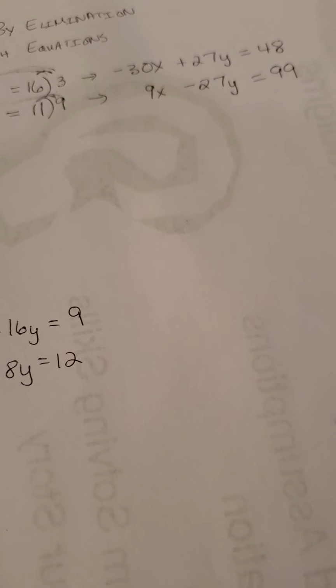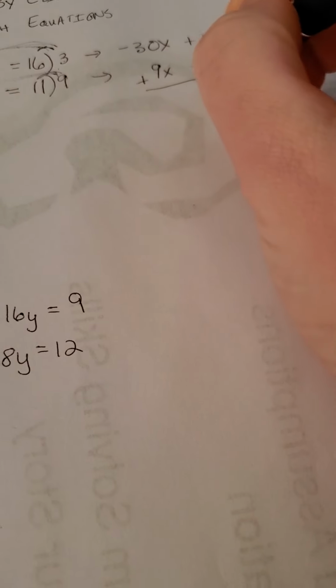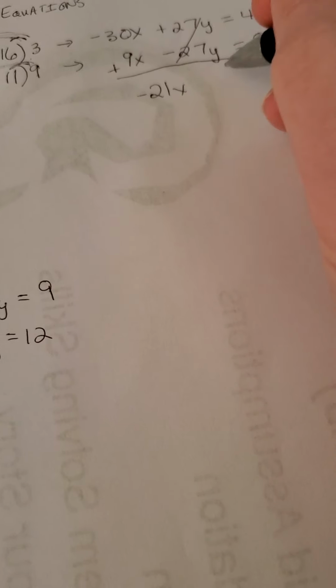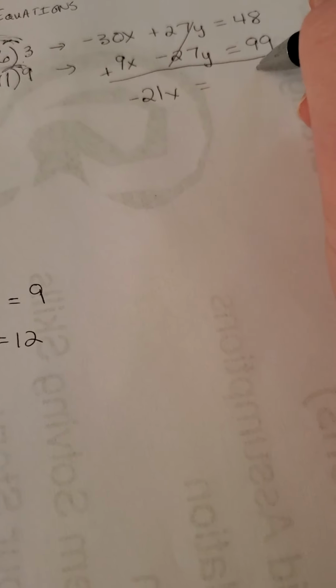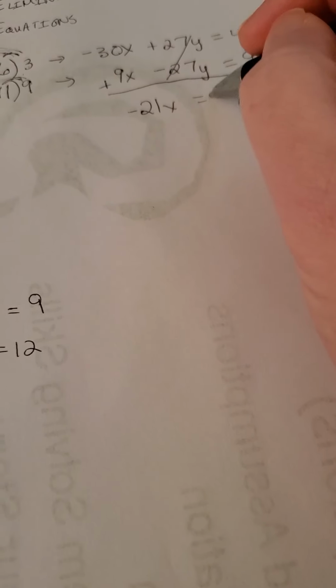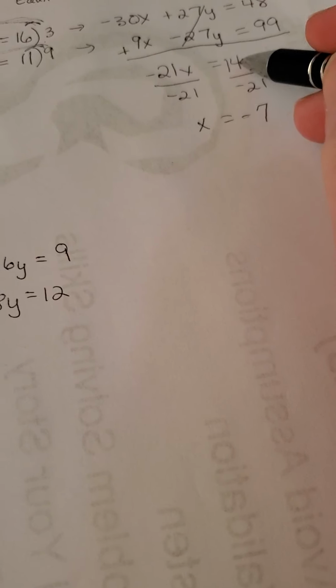Now we know what to do with this problem. We can get rid of our y's and add these two equations. So when I do that, -30x plus a 9x is going to give me a -21x. We already said the y's are going to go. And 48 plus 99 is going to give me, regroup, 147. Now whenever I divide by a -21, 147 divided by a -21 is going to give me a +7. So x is, or I'm sorry, a -7. 147 divided by -21 is a -7.